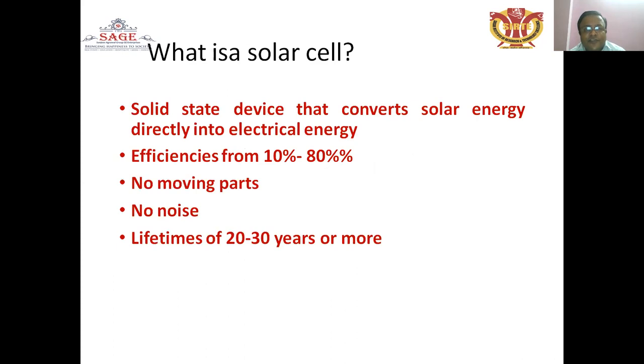What is a solar cell? A solid-state device that converts solar energy directly into electrical energy is called a solar cell. Efficiency is from 10 to 80%. It has no moving parts, no noise, and a lifetime of 20 to 30 years or more. That is a solar cell.